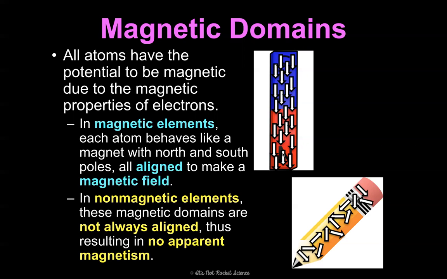In non-magnetic elements, these magnetic domains are not always aligned, and that results in no apparent magnetism. Everything's kind of bouncing every which way. So that is a magnetic element, most likely iron. And this is a non-magnetic element, actually several of them in that pencil.